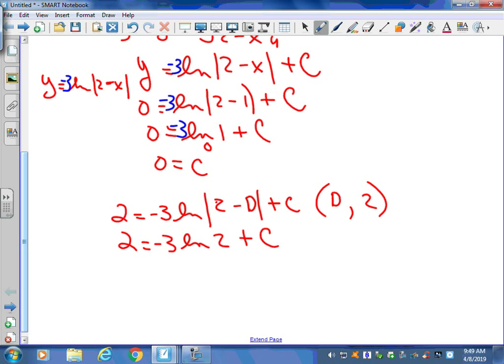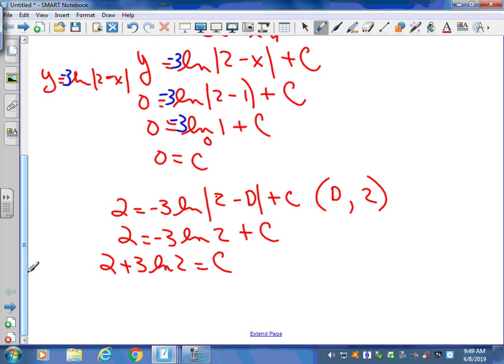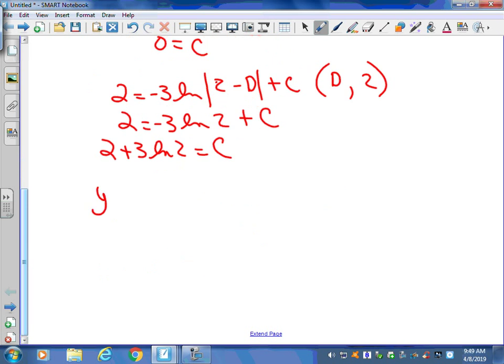And you're saying, well, what do I do then? Well, I move it to the other side. And that whole thing is C. Does that make sense so far? Yeah. And if you get an expression like that that's C, then what are you going to do with your original function that you're putting it on the end of, right? Well, no, let's see. y equals negative 3 ln of the absolute value of 2 minus x plus 2 plus 3 ln of 2.